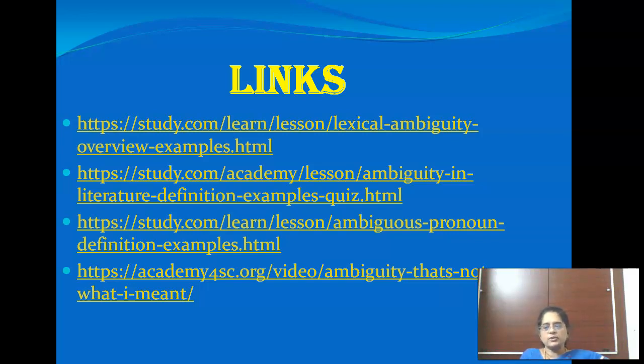So let us make sure that ambiguity has to be avoided, whether it is in oral spoken mode or in formal written language.